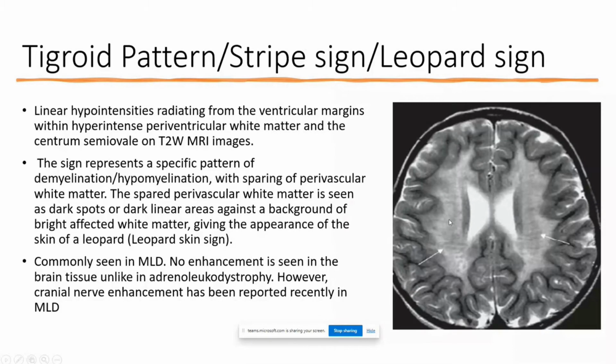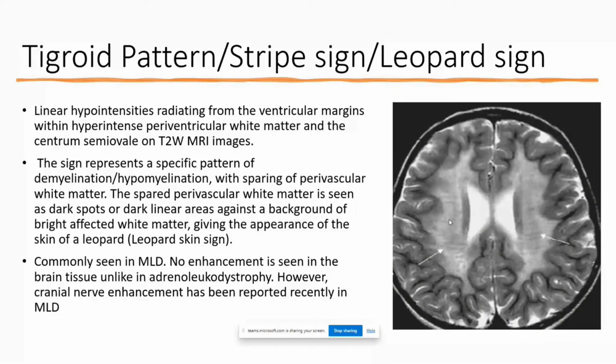Again, it's the bright T2 signal of the affected white matter, giving the appearance of leopard skin sign or tiger stripes, according to your imagination. It's commonly seen in metachromatic leukodystrophy, and usually there's no enhancement of brain tissue, unlike in adrenoleukodystrophy, which is another type of white matter change, a leukodystrophy pattern. However, some cranial nerve enhancement has been reported in MLD.